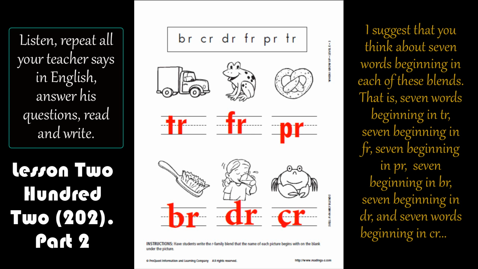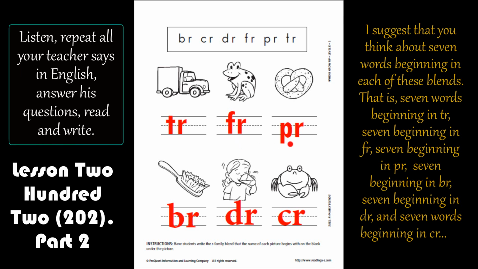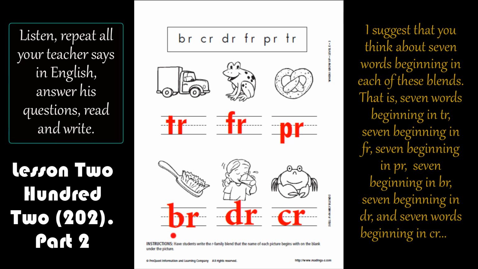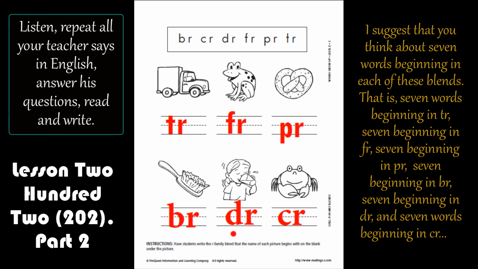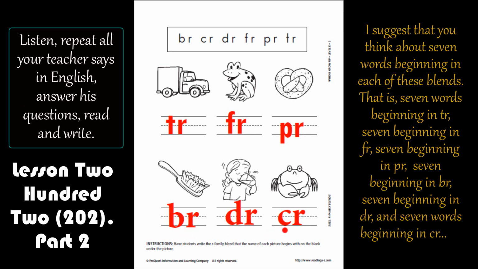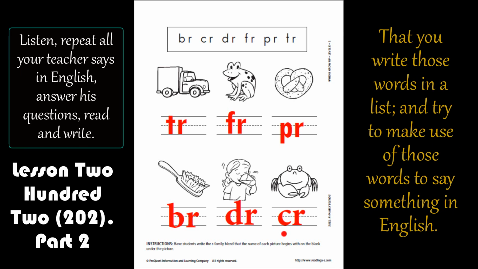I suggest that you think about 7 words beginning in each of these blends. That is 7 words beginning in TR, 7 beginning in FR, 7 beginning in PR, 7 beginning in BR, 7 beginning in DR, and 7 words beginning in CR, that you write those words in a list and try to make use of those words to say something in English.